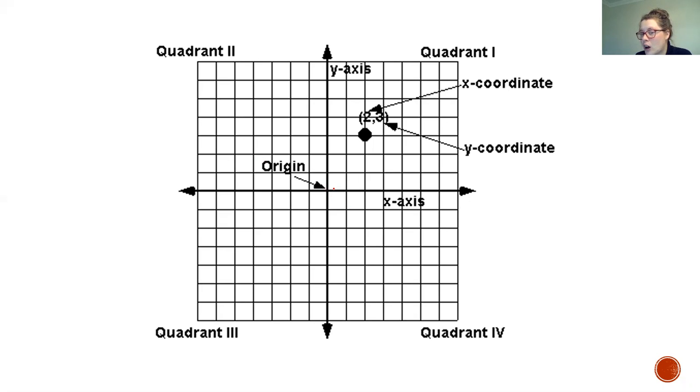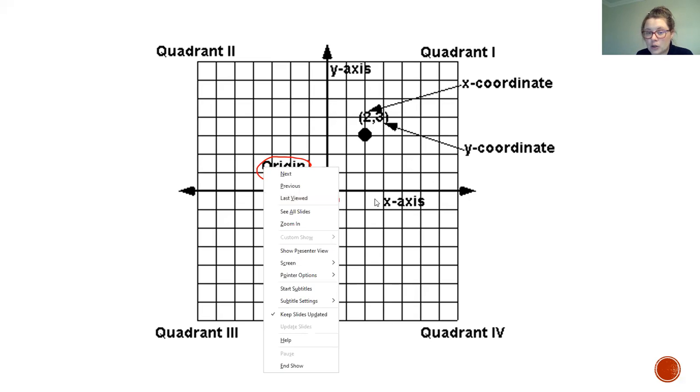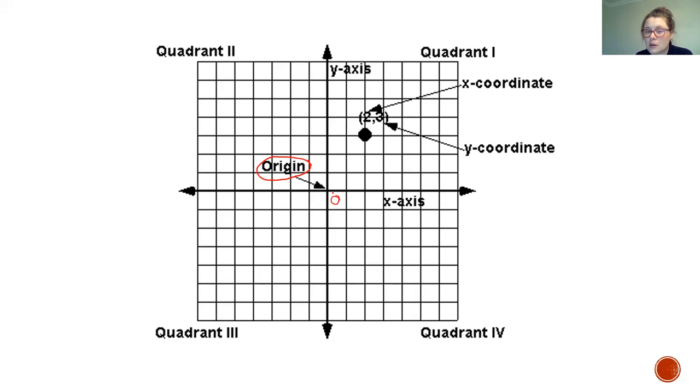Where the two of them cross, we call the origin. At the origin, the value is 0. So it's 0x and 0y. That is our zero point. From that point, we define all other points.